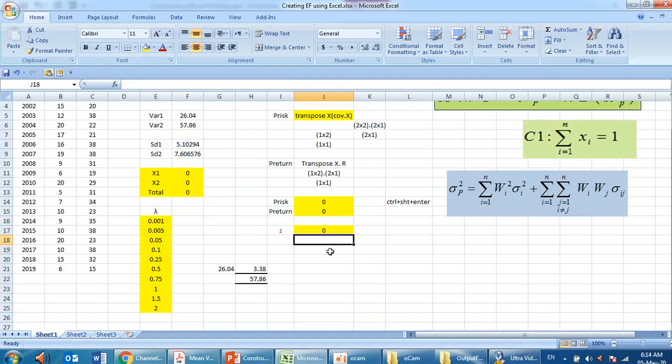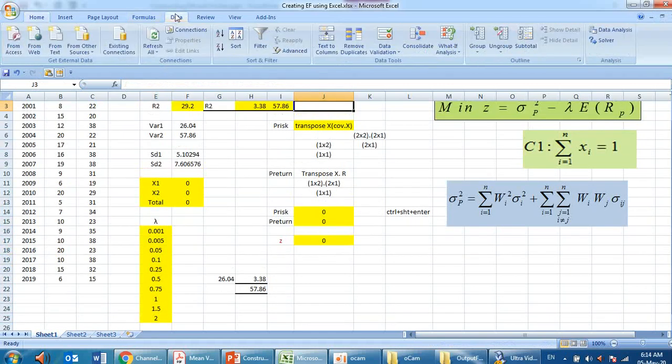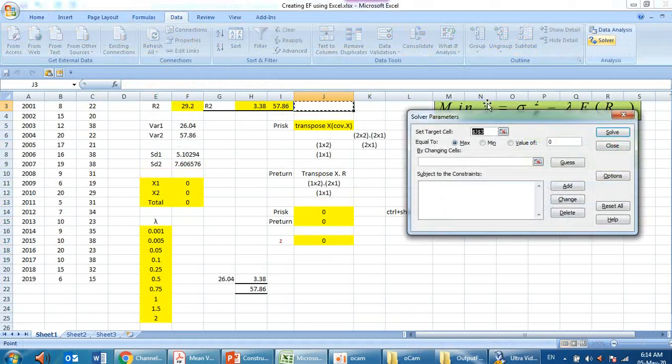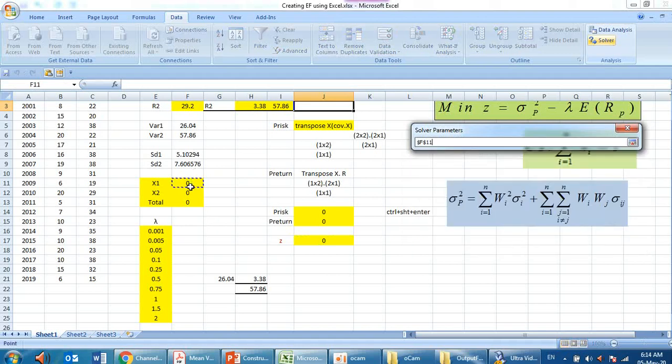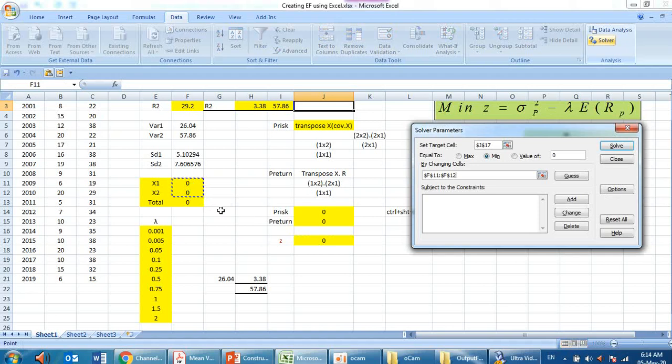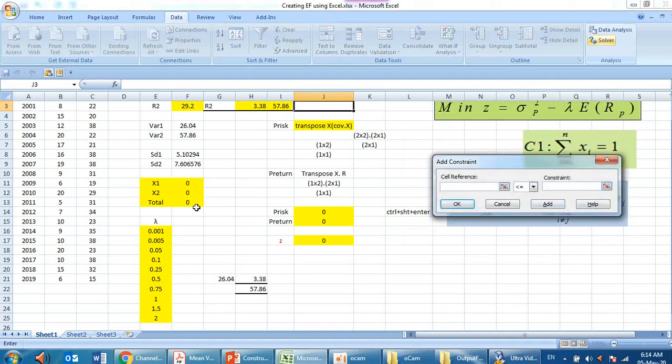Okay, so what you'll do, you go to the data and you'll go for the solver. You've got the solver function. First of all, you've got to select the target cell. The target cell is Z. You have to put 0. Now you have to maximize or minimize. Yes, we have to minimize. And what are the cells we will be changing? We will be changing the weight cells. And what are the conditions I want?